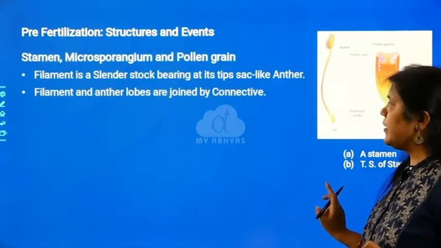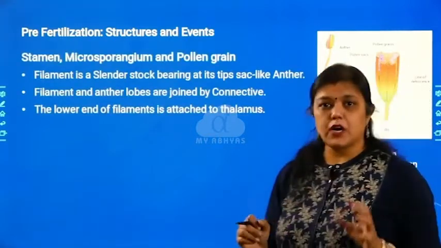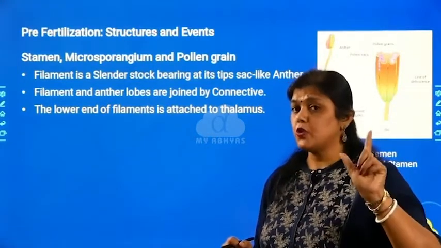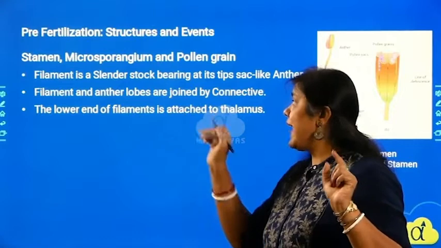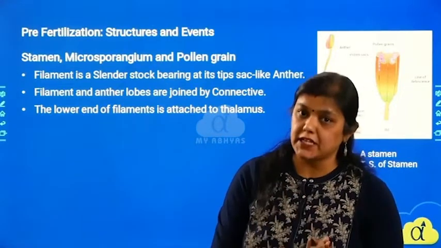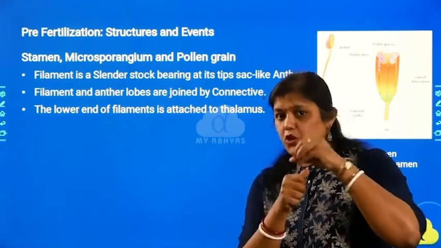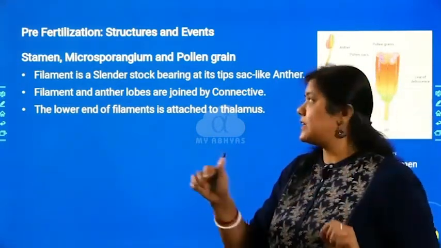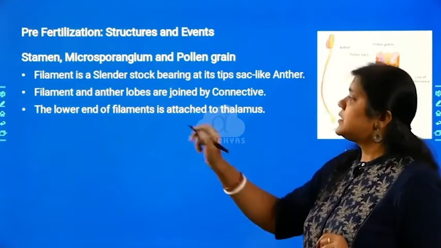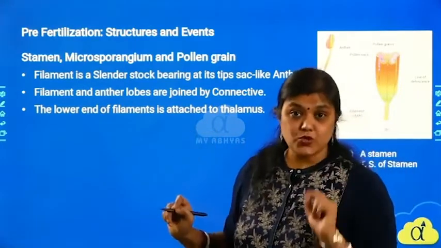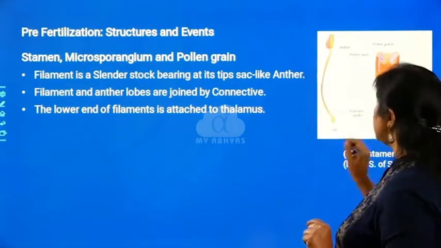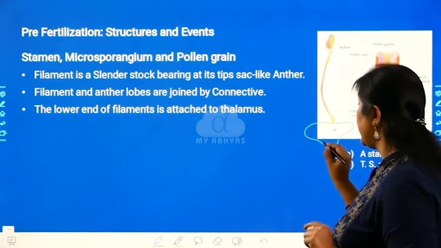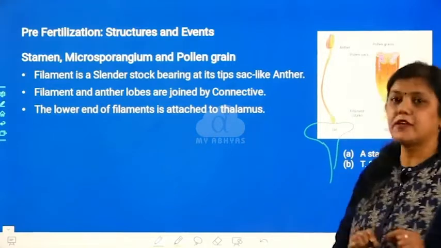Okay. Filament is the part which is holding the anther. As I told you, filament is a long slender part which is holding the anther. Filament and anther lobes are joined by the connective tissue. The filament and the anther lobes are also joined by a tissue that is called connective tissue. The lower end of the filament is attached to the thalamus. I just now told you, right? The lower end of the filament is connected to the thalamus.